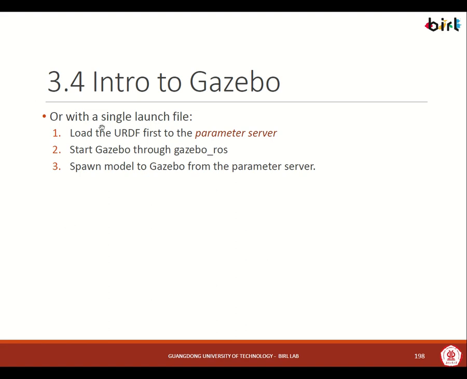Another thing that we're going to do differently in this launch file is here, point number 1. Load the URDF first to the parameter server. Now, this is the first time we are doing this in class, I think. And this is a very, very important point. From now on, every time we have a URDF file, we're going to load it onto the parameter server first. And then we're going to spawn the robot, not from a file, but from the parameter.